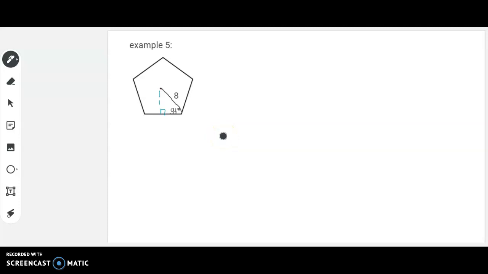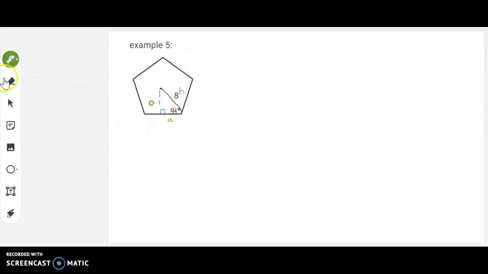Okay, so that's not a 30, 60, 90. That's not a 45, 45, 90. So when it's not one of those, then we have to use trig. And we're going to use trig to find both the apothem and the side length. Okay, so that means I need to label my sides. I know my 8 is the hypotenuse. That means my apothem side is the opposite side. And that means my adjacent side is going to be the side length.